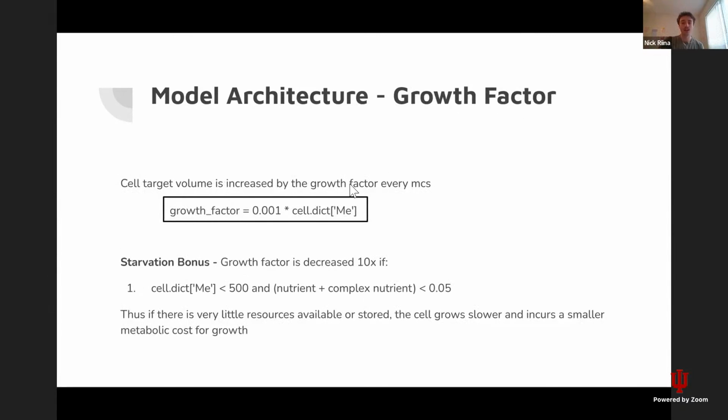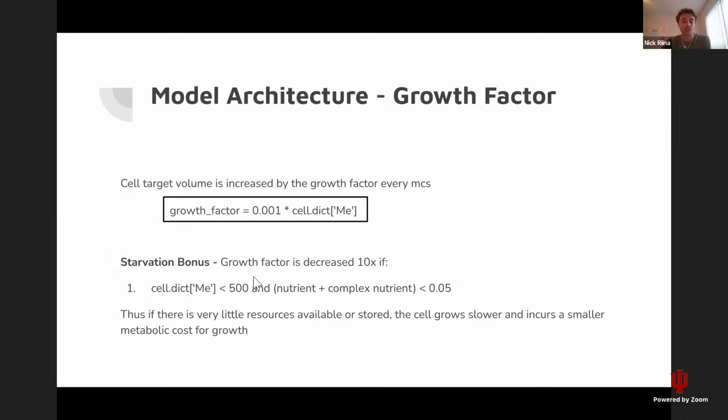Now the growth factor. This also was added to the negative parentheses from our metabolic energy. This just determines how much the cell grows. So the growth factor will be added every MCS to the cell's target volume. And then the way that we calculate it is here. We tried out a few different coefficients for that and just found 0.001 to work best for our results.